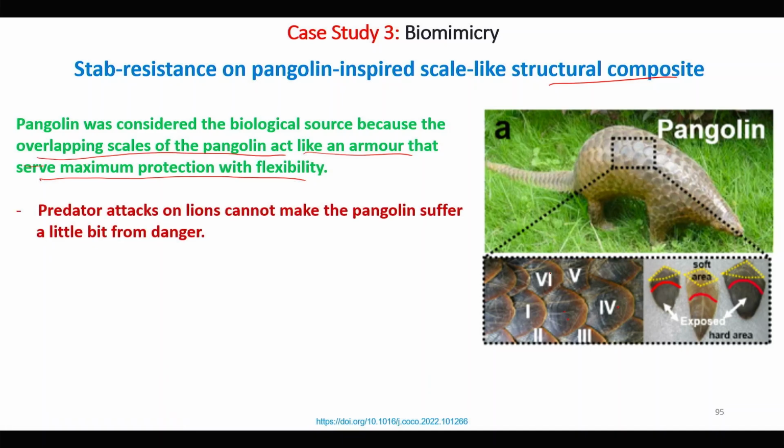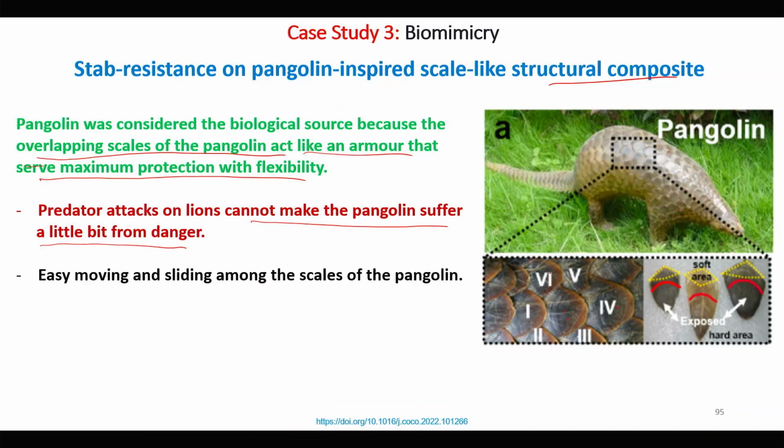The predator attacks of lions cannot make a pangolin suffer even a little bit from the danger. So, that is how this pangolin is shaped, for easy moving and sliding among the scales of the pangolin. Among the scales there will be sliding, so that they can move easily. The structure becomes flexible.